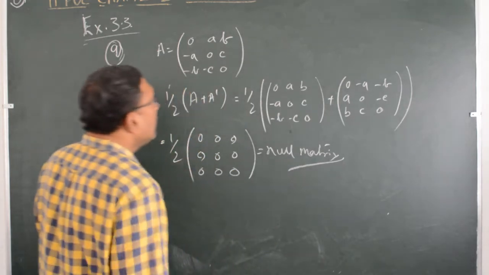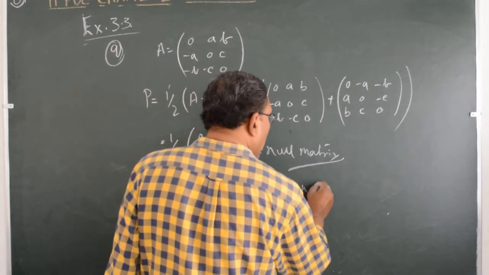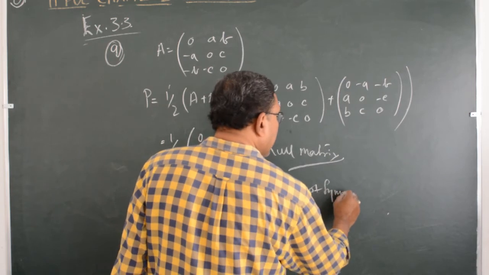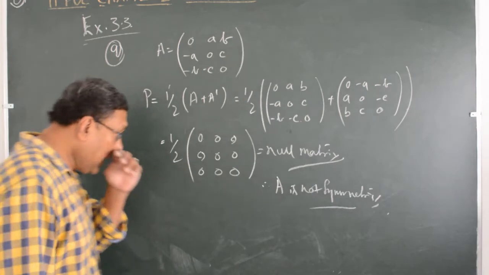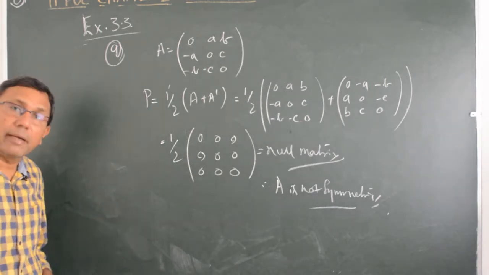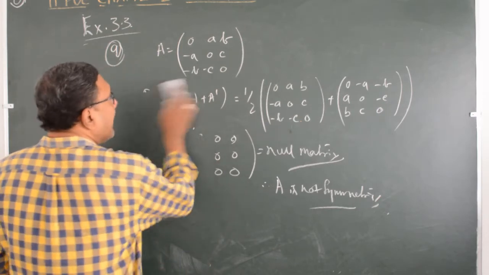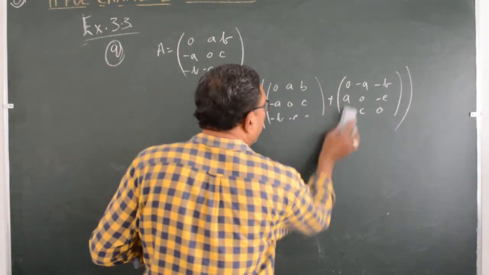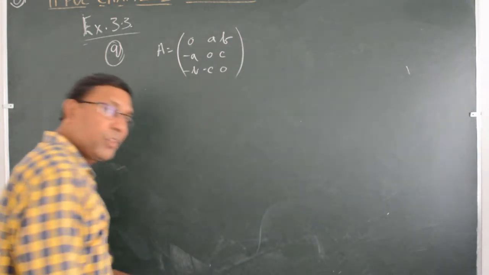Therefore, A is not symmetric. Please note that we are getting a resultant matrix as a null matrix. Therefore, the matrix given is not a symmetric matrix. Let us find whether it is skew symmetric.